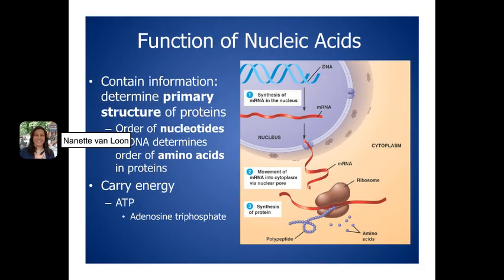Two very important functions of nucleic acids are: one, to contain the information that determines the primary structure of proteins. The genes that we have that are made of DNA, the order of the nucleotides in those genes will determine the order of the amino acids in the proteins. And then another very important function is to carry energy between cellular reactions. That is usually in the form of the molecule called ATP, or adenosine triphosphate.